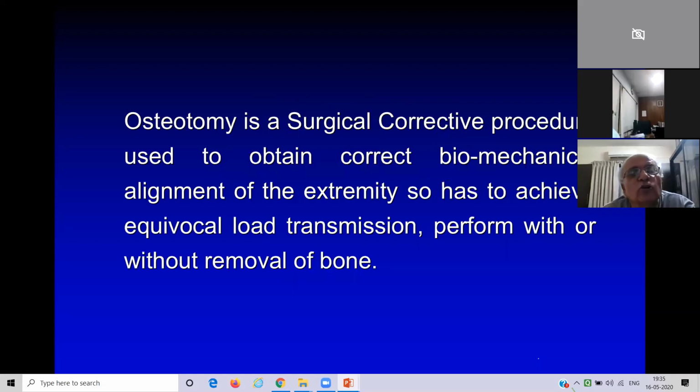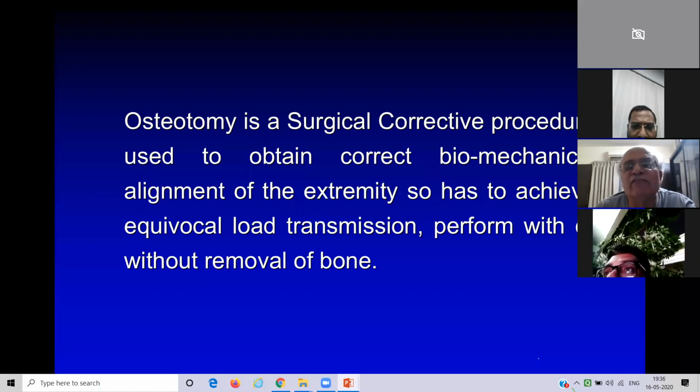So what is osteotomy? Osteotomy is a surgical correction procedure used to obtain correct biomechanical alignment of the extremity so as to achieve equitable load transmission, performed with or without taking out the bone. Osteotomy does not mean you have to take out a bone. It can be just a corrective osteotomy. It can be open wedge. It can be closed wedge. So it is not necessary that we take out a bone. Sometimes we just do a displacement like a McMurray.